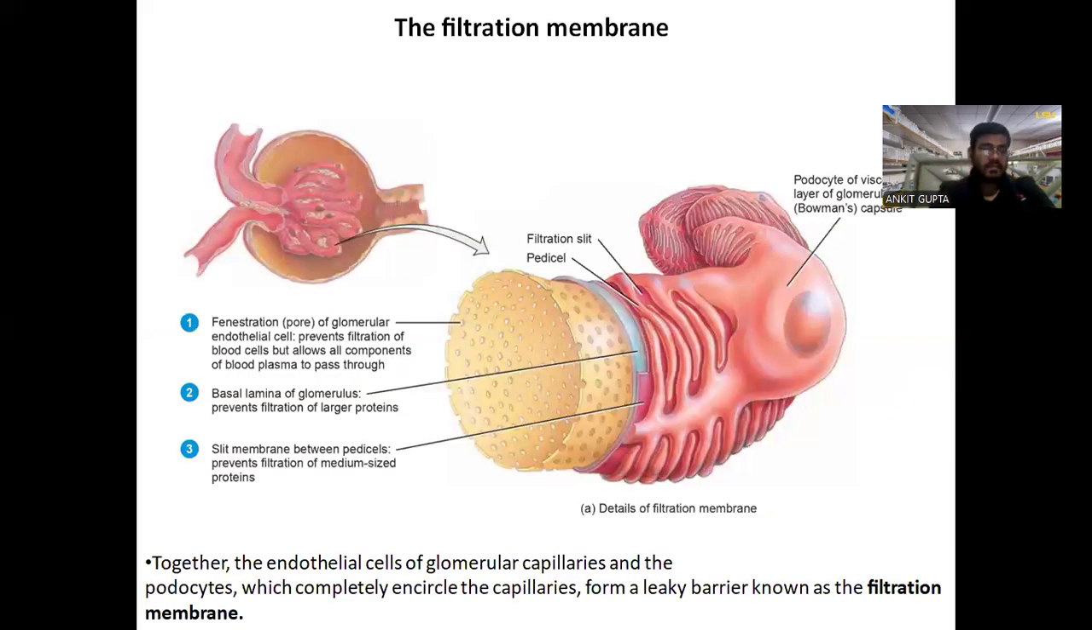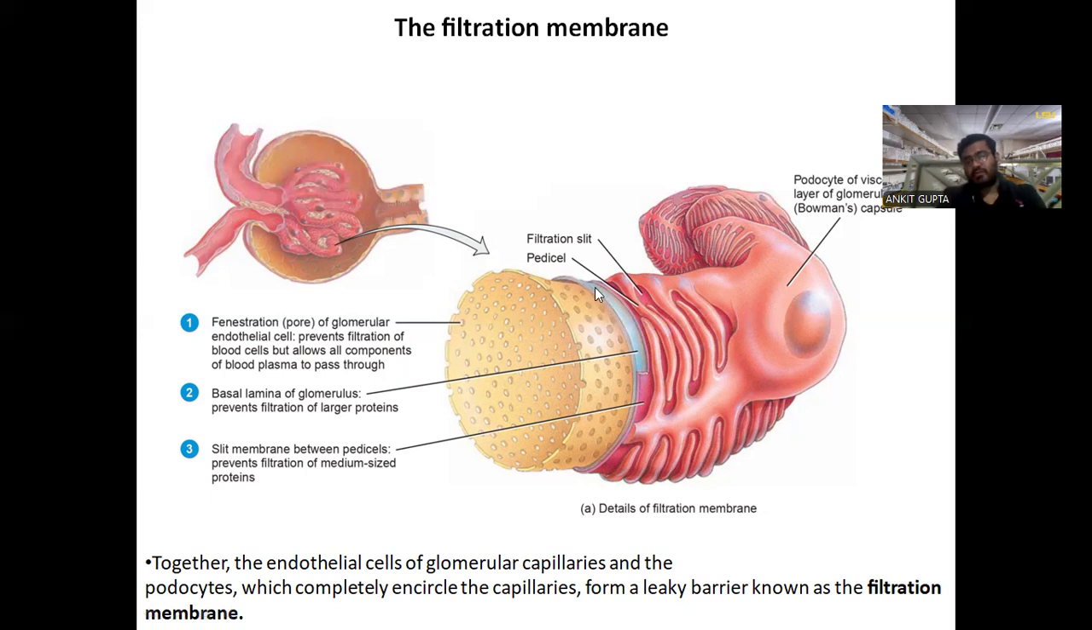Now, this is the filtration bed, which is formed by these capillaries of the glomerulus. The filtration membrane or filtration bed has three different parts. The first one is the capillary itself, the capillary of the glomerulus. It has small pores on it. The pores are called fenestrations. The size of the pore can be maximum up to 0.1 microns. So this size limitation allows the movement of small solutes and the plasma flow, but it prevents the flow of RBCs.